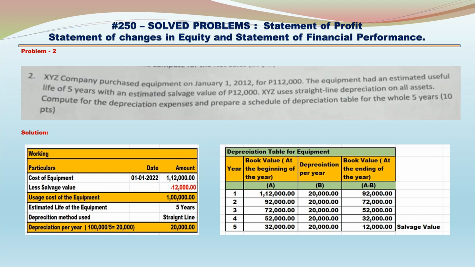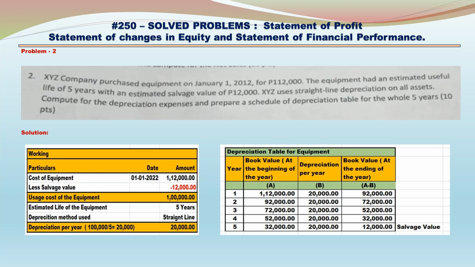Year 2. Book value at the beginning 92,000. Depreciation per year 20,000. Book value at the end 72,000. Year 3. Book value at the beginning 72,000. Depreciation per year 20,000. Book value at the end of the year 52,000. Year 4. Book value at the beginning of the year 52,000. Depreciation per year 20,000. Book value at the end of the year 32,000.